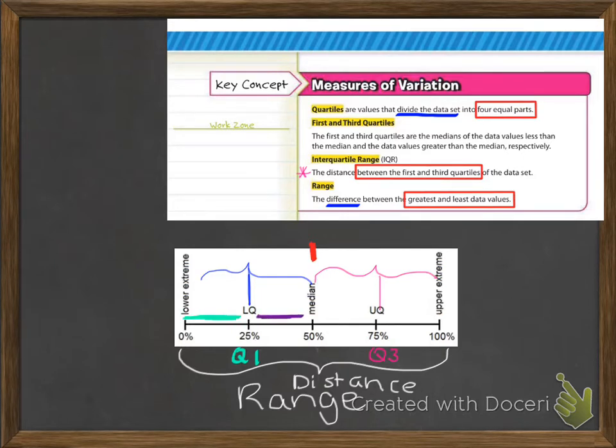25% of the data is here, and 25% of the data is here, and 25% of the data is here. So that makes up your whole 100%.